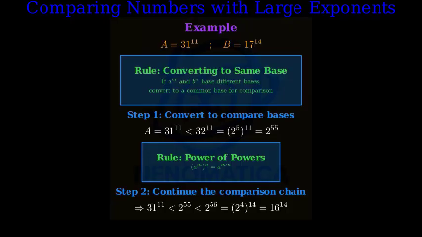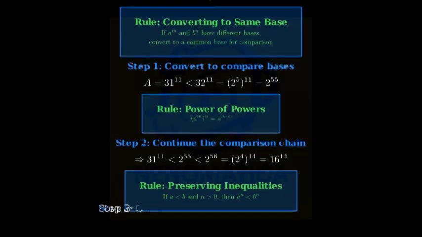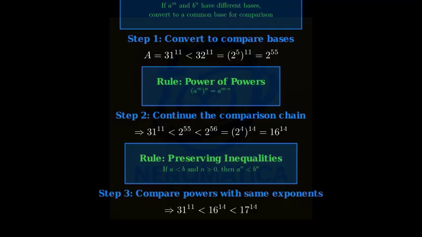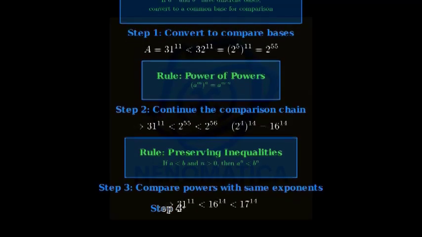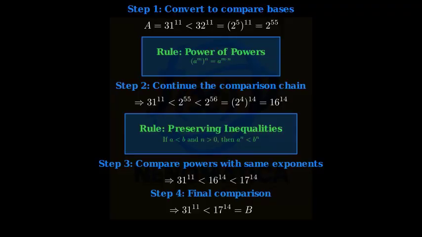Now let's compare the powers of 16 and 17. We know that 16 is less than 17, so when raised to the same power of 14, the inequality remains. Therefore, 16 to the power of 14 is less than 17 to the power of 14. Now, we can write the final comparison. We've shown that 31 to the power of 11 is less than 17 to the power of 14.